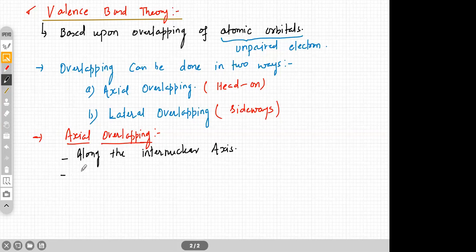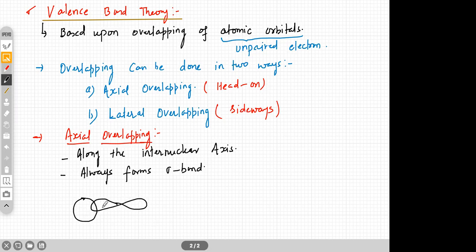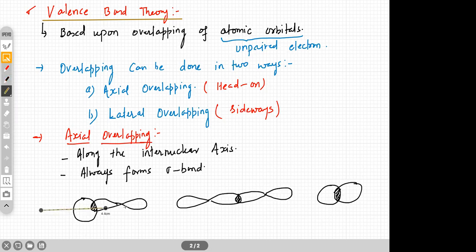Axial overlapping always forms sigma bond, right? The first overlapping between the two atoms is always axial and it always forms sigma bond. So if you look at this geometry, this orbital overlap here, we have an s orbital and we have a p orbital. It is sp overlap, right? P orbital and p orbital. S and s orbital. This overlap.